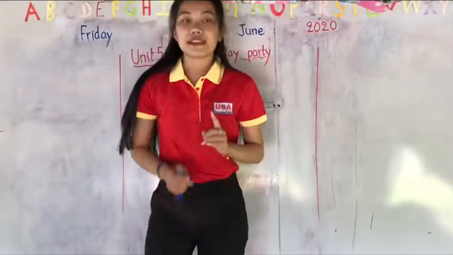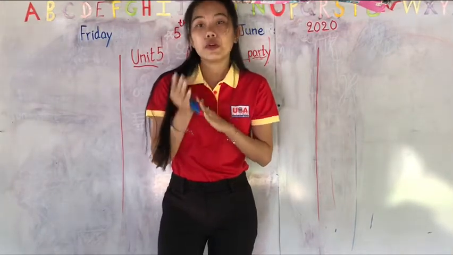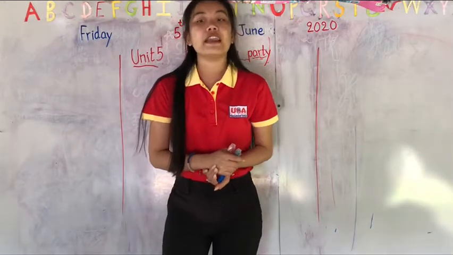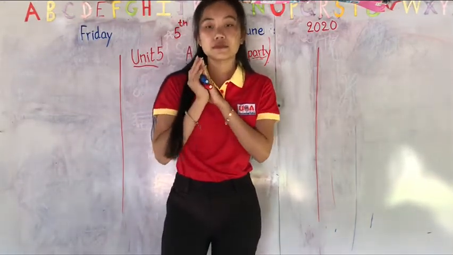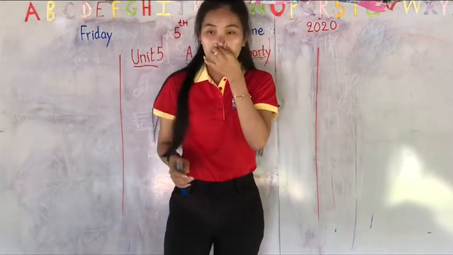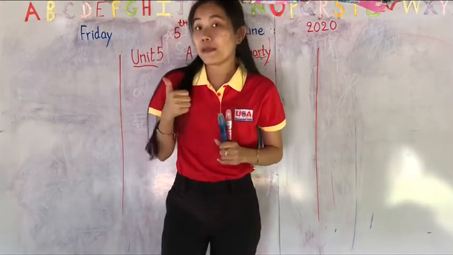Now please make a sentence with the word birthday. Happy birthday to you. Happy birthday to you. Again, happy birthday to you. Your turn. Happy birthday to you. Again. One more time. Good job.